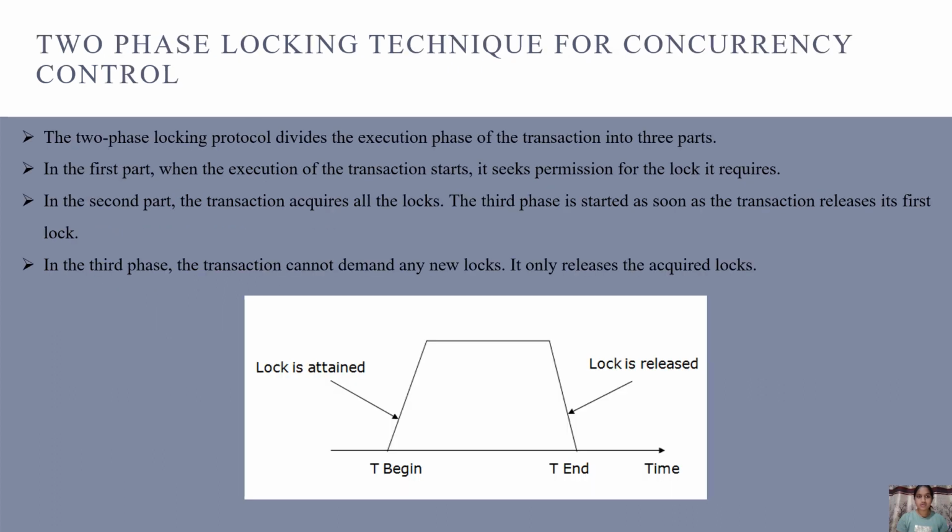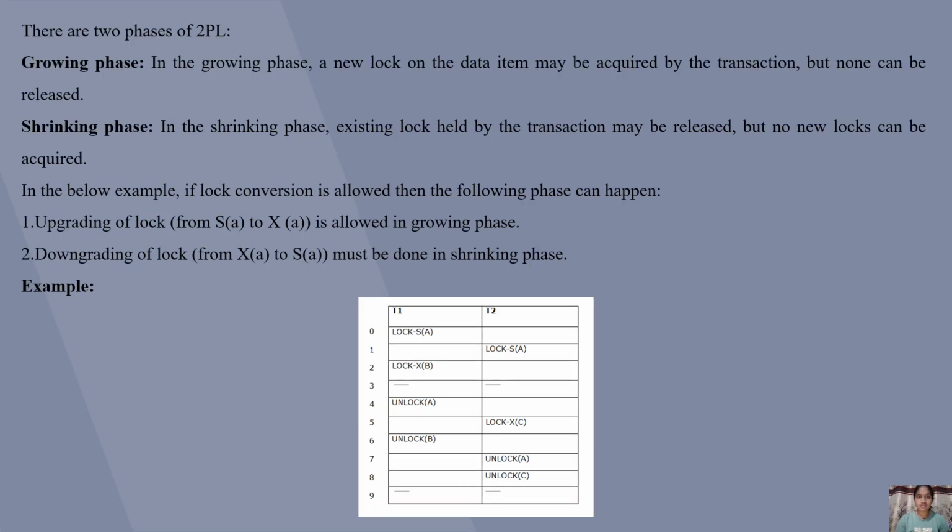Now let us learn about the two-phase locking technique for concurrency control. The two-phase locking protocol divides the execution of the transaction into three parts. The first part is when the execution of the transaction starts, it seeks permission for the locks it requires, that is T begin. In the second part, the transaction acquires all the locks, that is, the lock is attained. The third phase starts as soon as the transaction releases its first lock. In the third phase, the transaction cannot demand any new locks. It only releases the acquired locks. That is the end. There are two phases of two-phase locking: growing phase and shrinking phase.